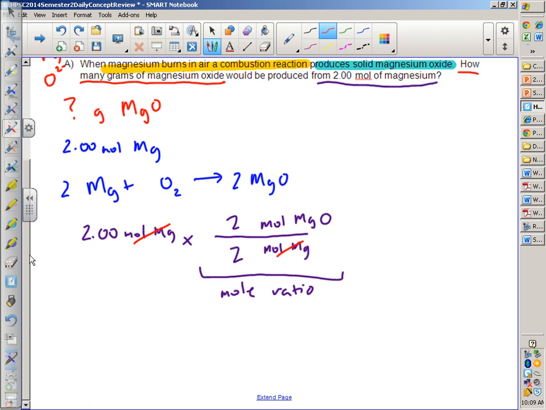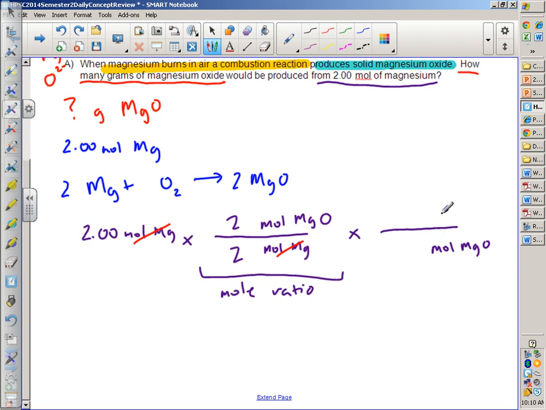Moles of magnesium oxide. Is that what this question asked us for? No. So guess what? Times sign, fraction bar. Maura, what unit has to go on the bottom of this conversion factor? Moles of magnesium oxide. Okay? And then Maura, what unit's going to go on the top of this conversion factor?